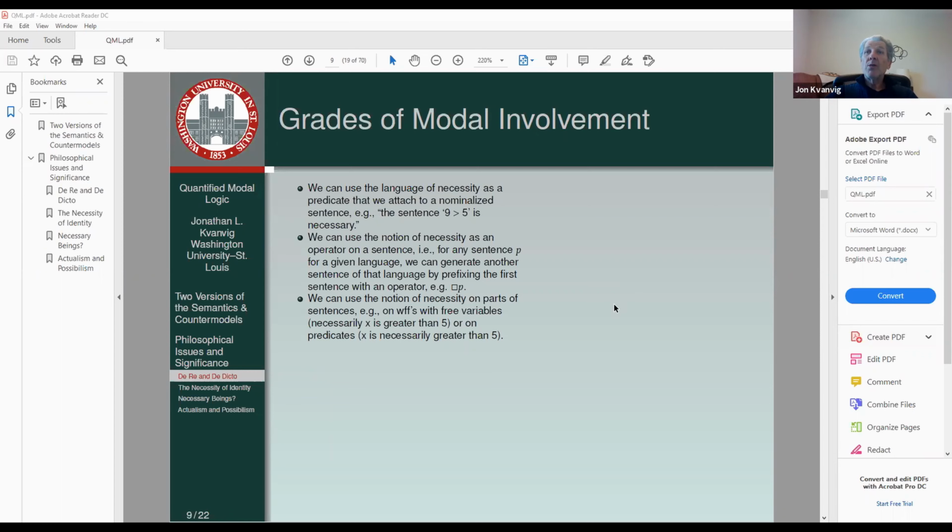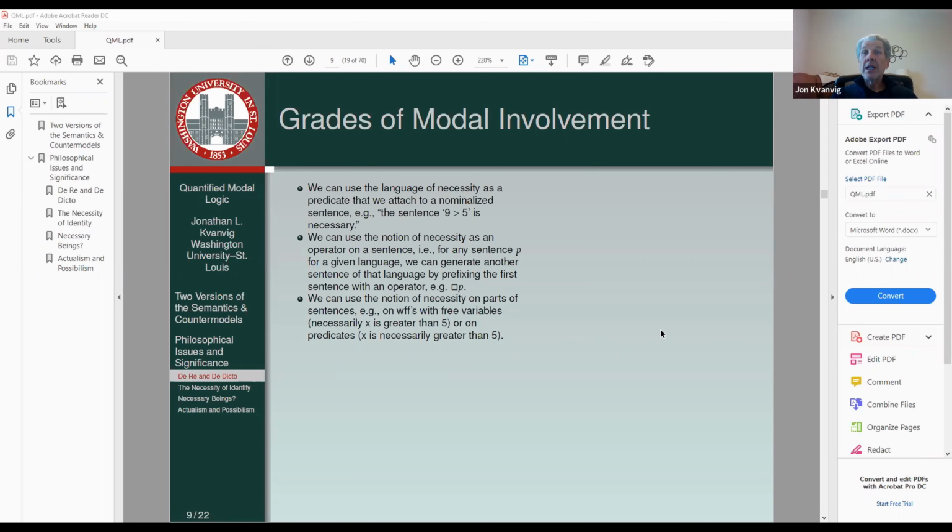For example, on wffs with free variables, necessarily x is greater than 9. Or on predicates, x is necessarily greater than 5. I think I said 9 when I meant 5 for this first one. Necessarily x is greater than 5. So notice this is different than either of the previous two.